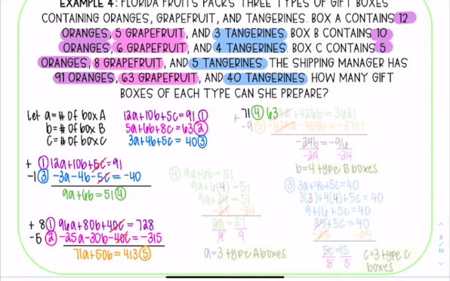And we get 639A plus 426B equals 3,621. I'm going to multiply equation number 5 by -9. We get -639A minus 450B equals -3,717.